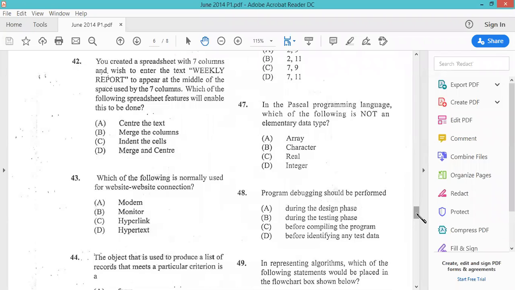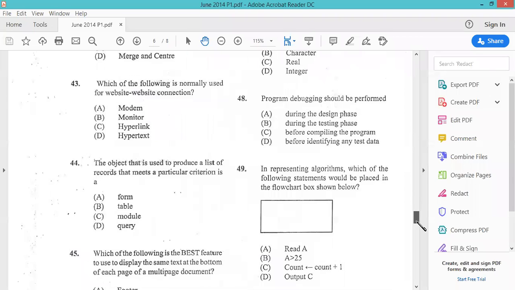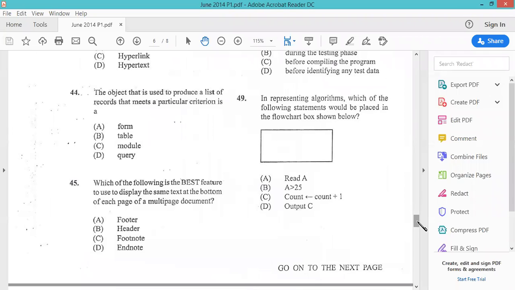Which of the following is normally used for website connections? Hyperlink. Good. Next. The object that is used to produce a list of records that meet a particular criteria is a query. All right, very good. We just went through that a while ago too. You use the query to search out for something.